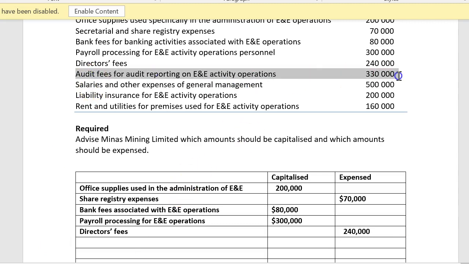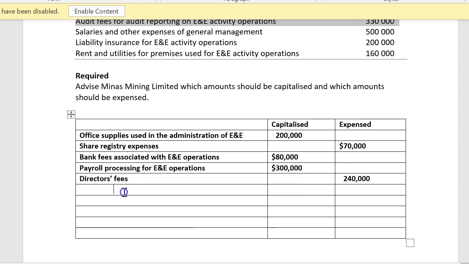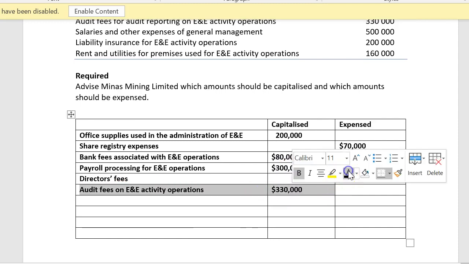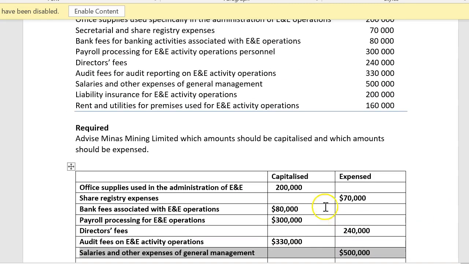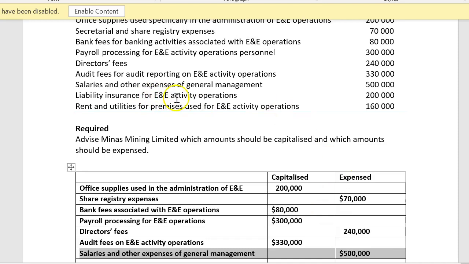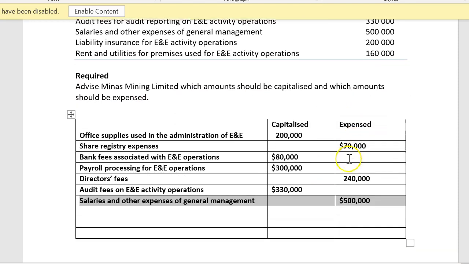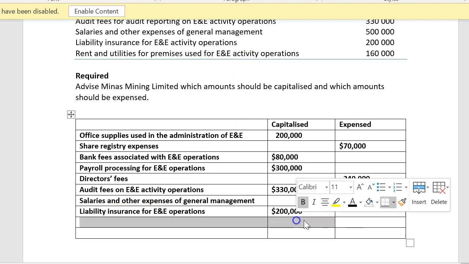Audit fees for E&E operations, 330, must be capitalized since they're part of E&E. Salaries and other expenses of general management must be expensed since they're not part of E&E. Liability insurance for E&E activity operations, 200,000, must be capitalized. Rent and utilities for premises used for E&E operations must be capitalized since they're part of E&E.